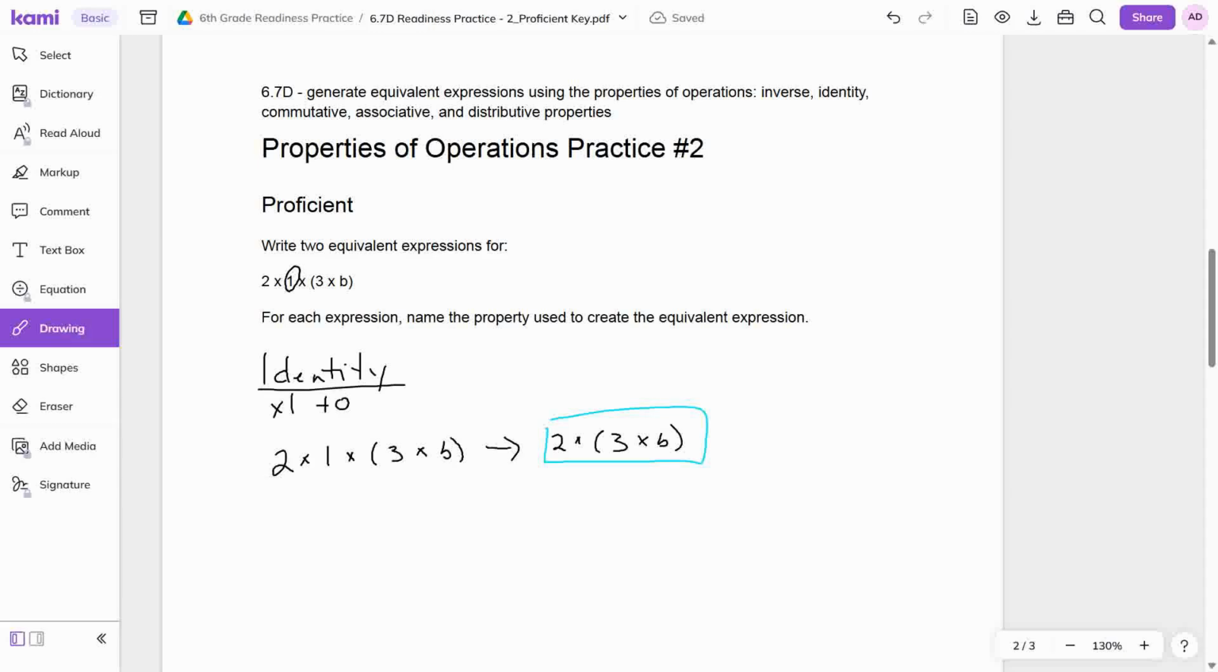Another property, if you want to do the distributive, right, you could distribute that 2 to the 3 and the b. That would be fine.